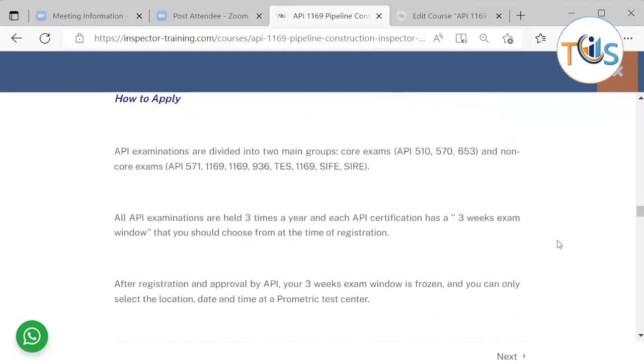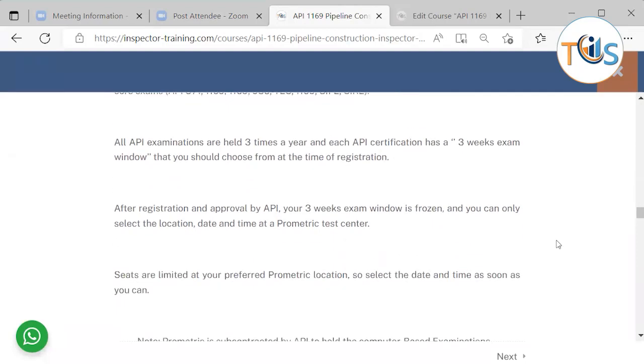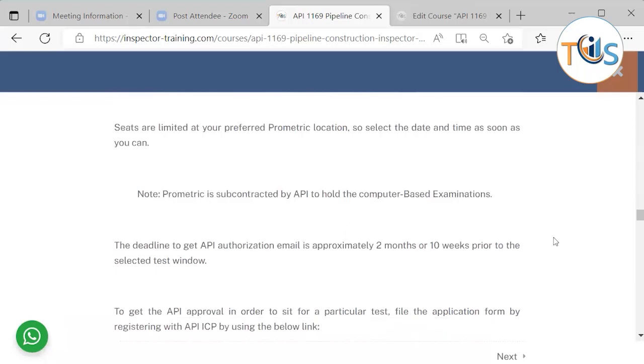How to apply. API examinations are divided into 2 main groups, core exams and non-core exams. All API examinations are held 3 times a year, and each API certification has a 3-week window that you should choose from at the time of registration. After registering and approval by API, your 3-week window is frozen and you can only select the location, date, and time at a Prometric test center. Seats are limited at your preferred Prometric location, so select the date and time as soon as you can. Prometric is subcontracted by API to hold the computer-based examination.